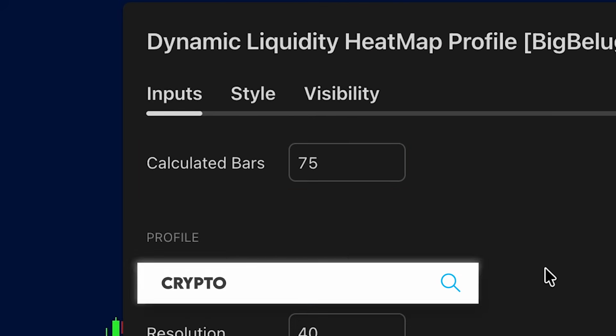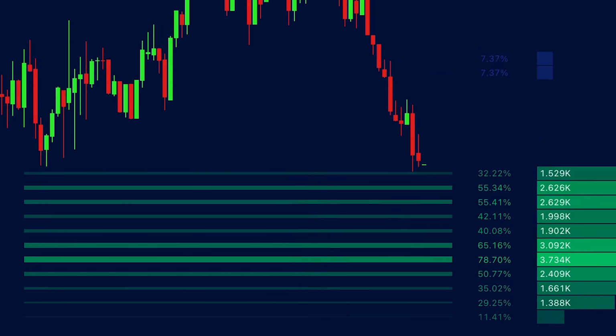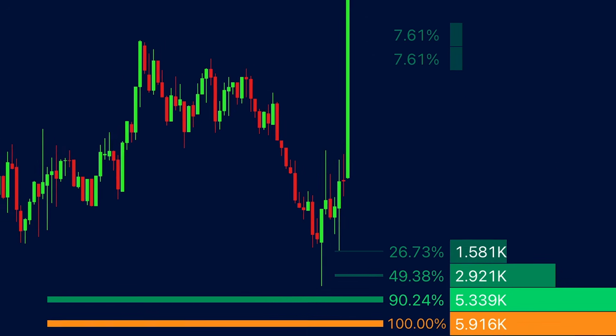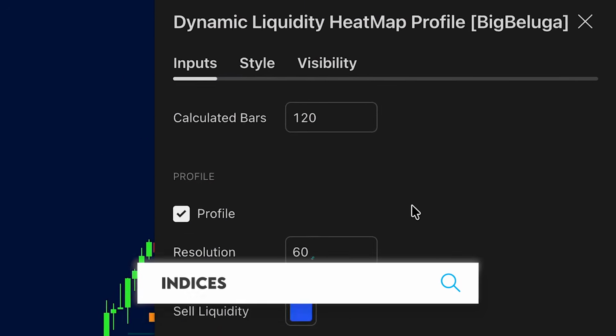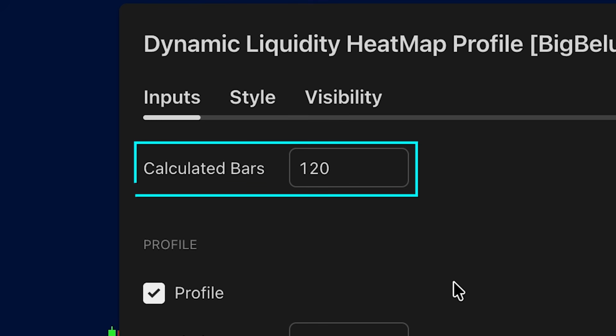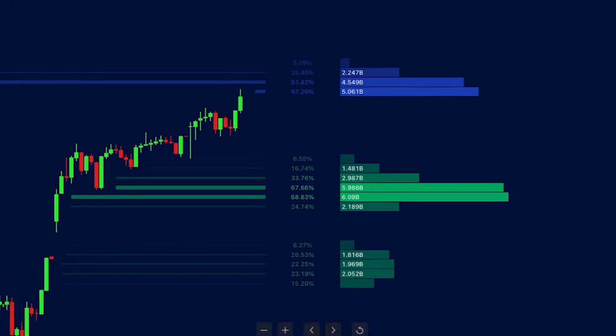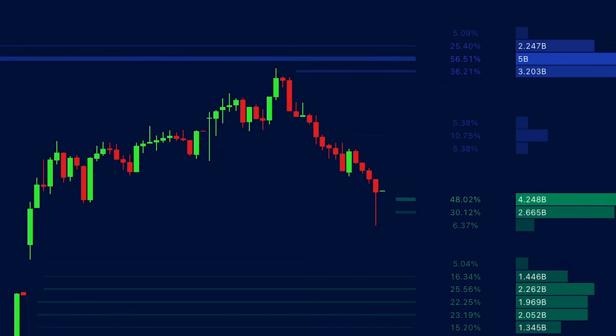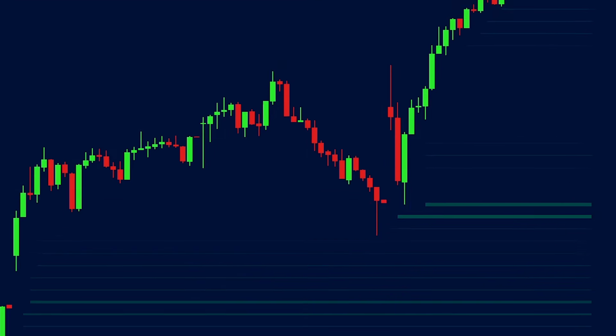For crypto, drop look back to 75 and bins to 40. Crypto volatility means stops are placed wider, and the 24/7 market creates constant liquidity hunting opportunities. For indices like SPY and NQ, bump look back to 120 and bins to 60. Indices have deeper liquidity and more complex institutional flow, so longer look back captures the relevant structure.